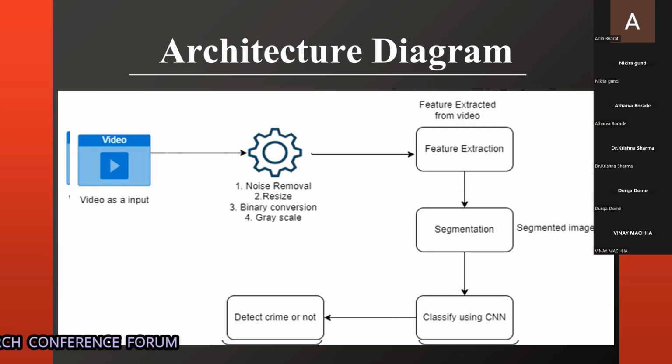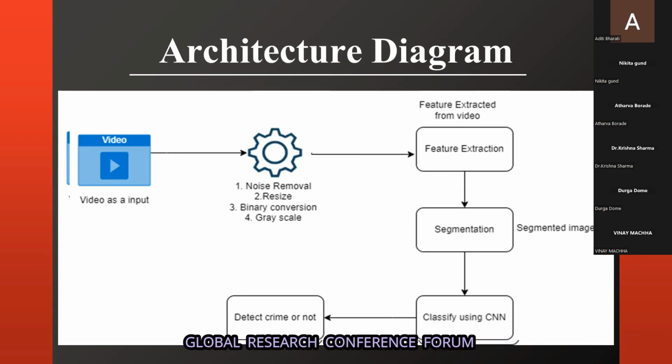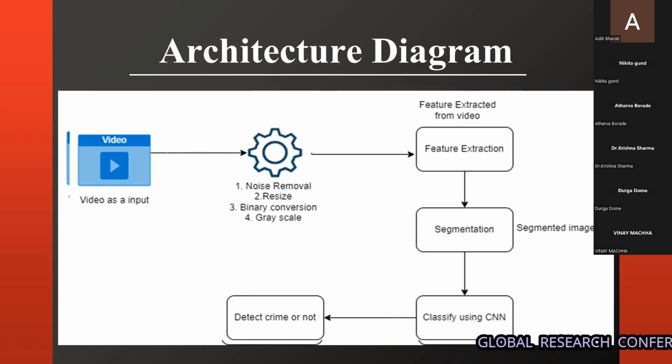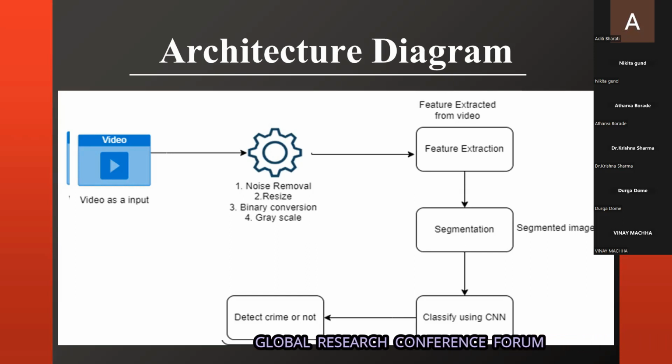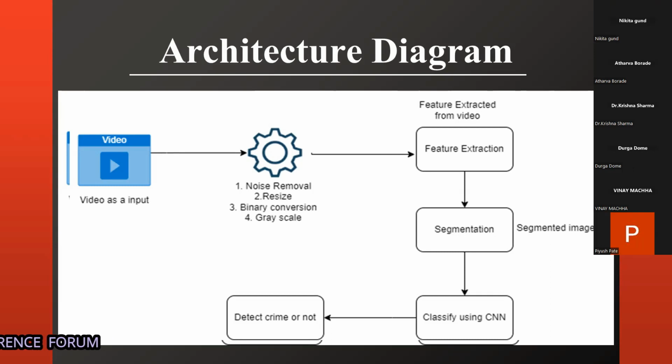CNN's main goal is to divide the video into frames, and after the frames are created, we have to reduce the dimension. After reducing the dimension and not the quality, we are going to classify whether there is crime or not. Then it will display whether crime is happening or not.